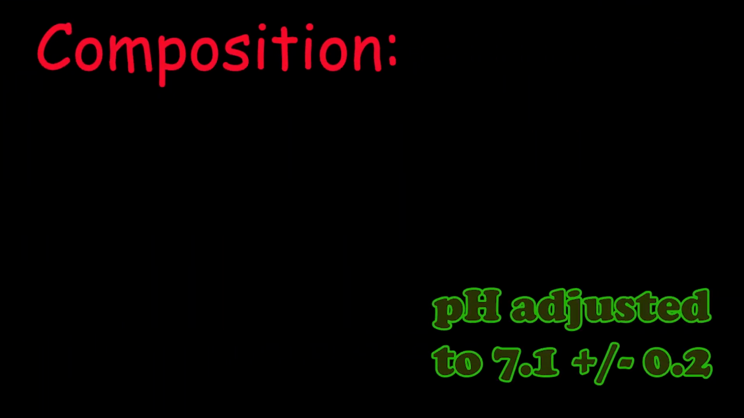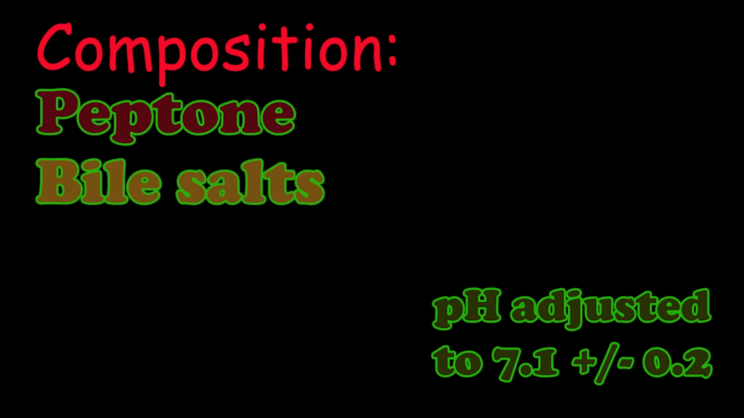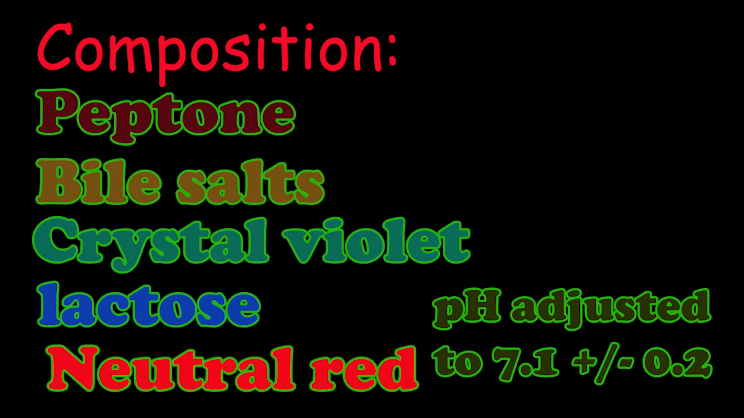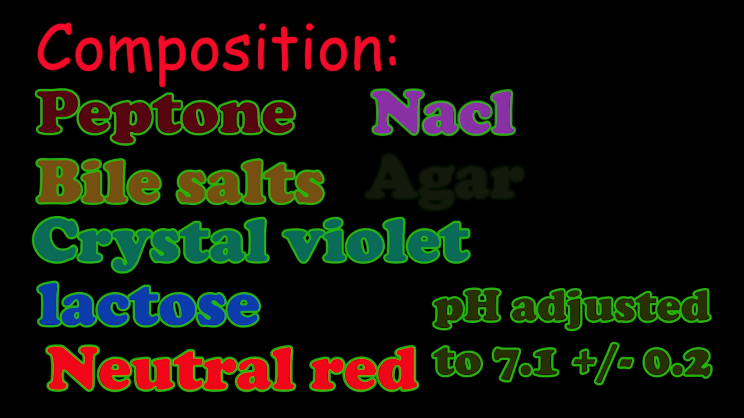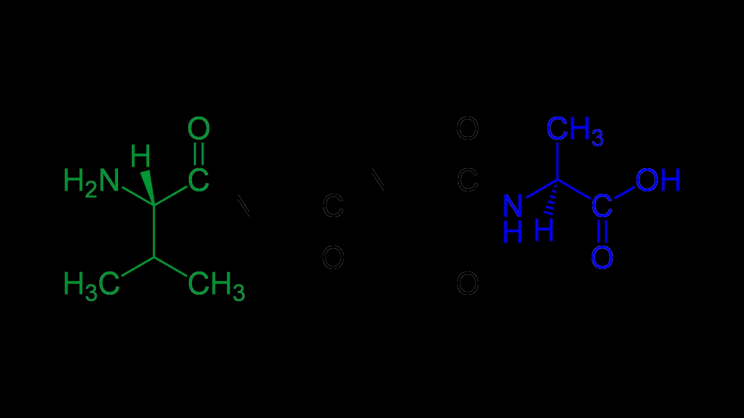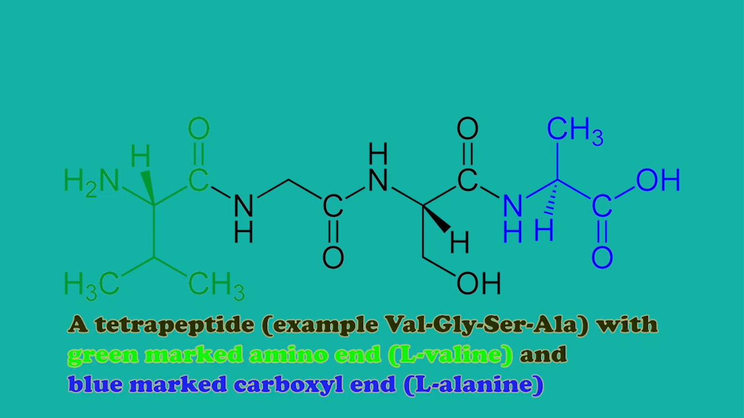Composition of MacConkey agar: peptone, bile salts, crystal violet, lactose, neutral red, sodium chloride, agar, and water. The pH is set to 7.1 plus or minus 0.2. Let's see the importance of each component.